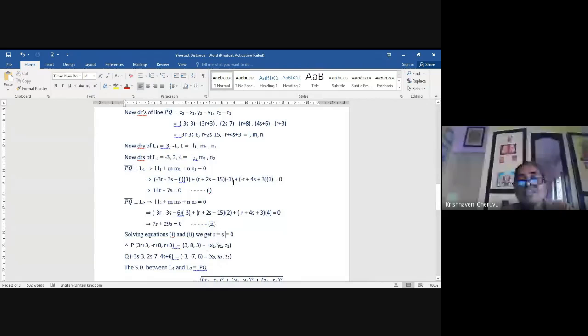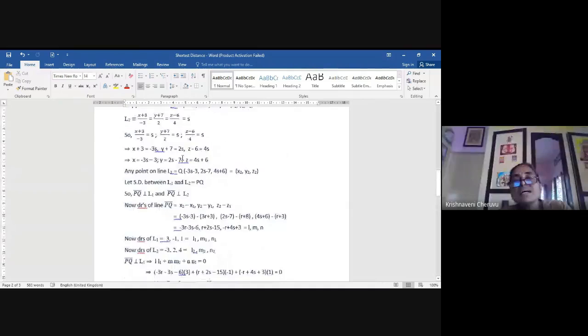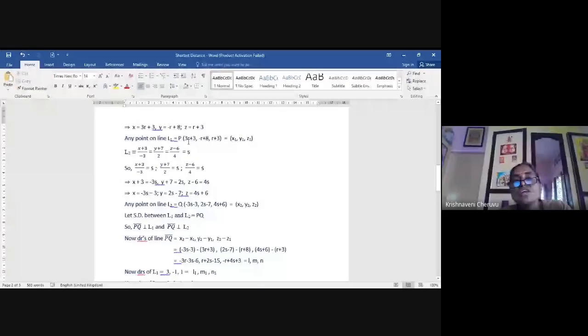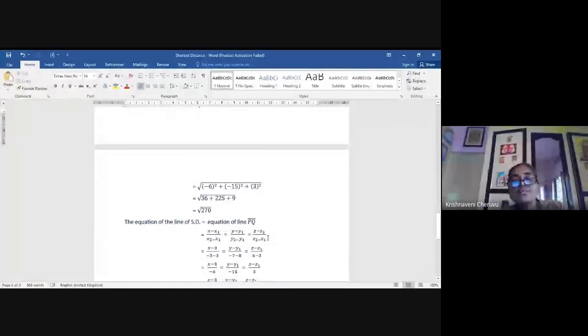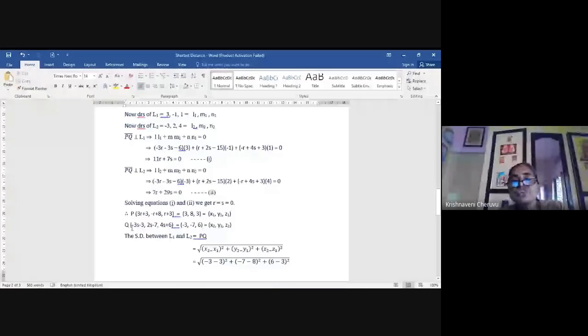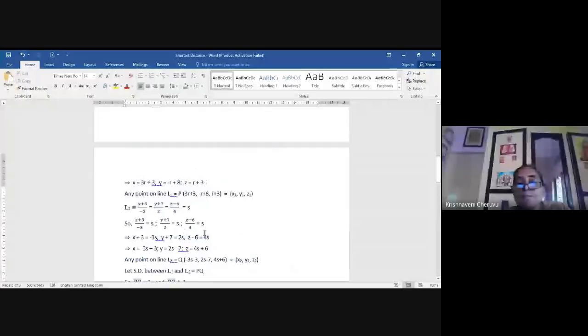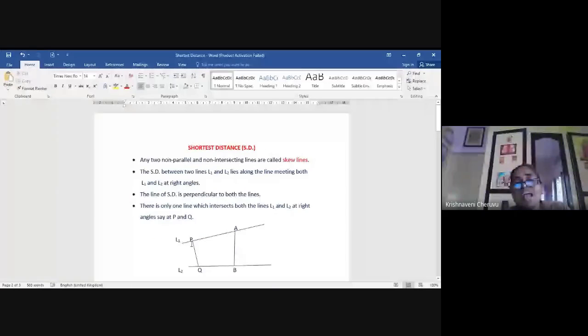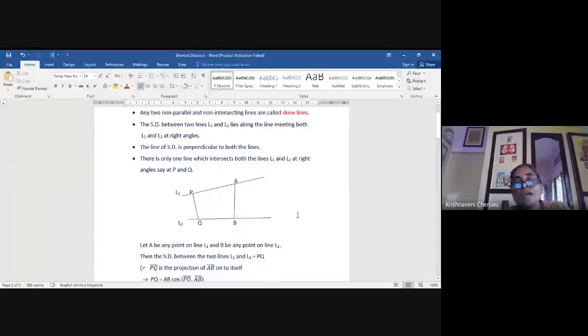So once you put R value 0 in P, you get 3, 8, 3 as P. And also you got S 0. When you put S 0 in Q, you get Q as minus 3, minus 7, 6. So now you have here R value 0 means P becomes 3, 8, 3, and S value 0 means Q becomes minus 3, minus 7, 6. So now you are able to find out a point P on line L1 and a point Q on line L2. Now you are coming close to the end of the problem, girls.